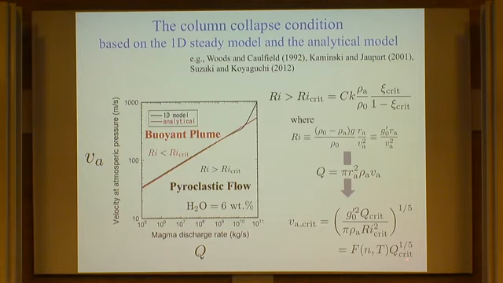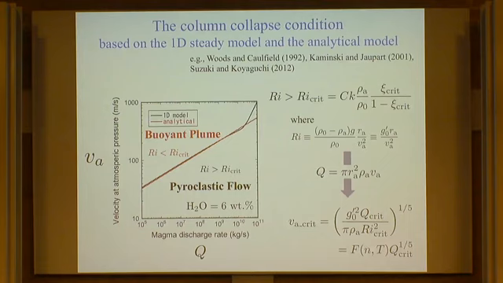And then, if you give, for example, a magma discharge rate something like this, then the velocity below this line makes the buoyant plume unstable, and then pyroclastic flow occurs. And for a given velocity, as the magma discharge rate increases beyond this line, the buoyant plume becomes unstable and pyroclastic flow occurs.